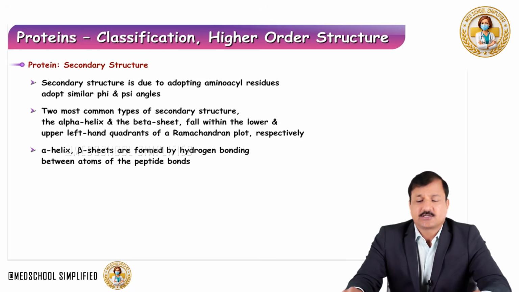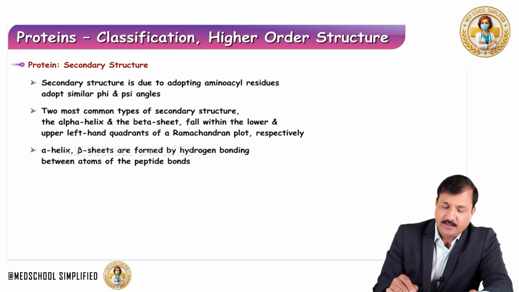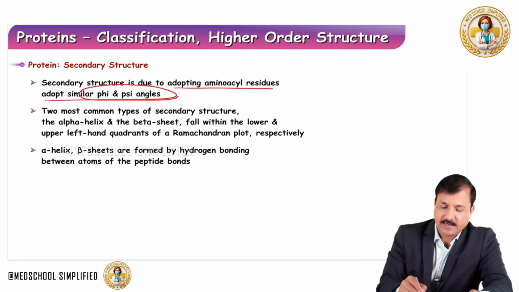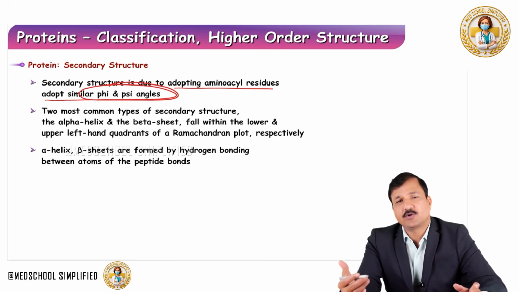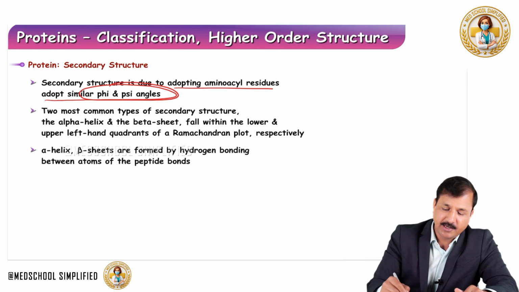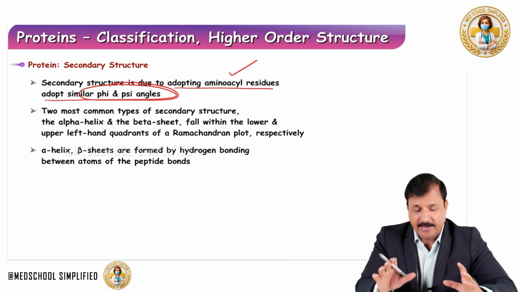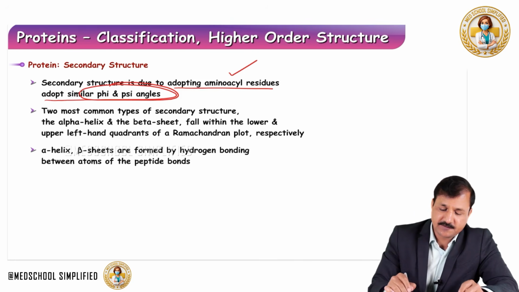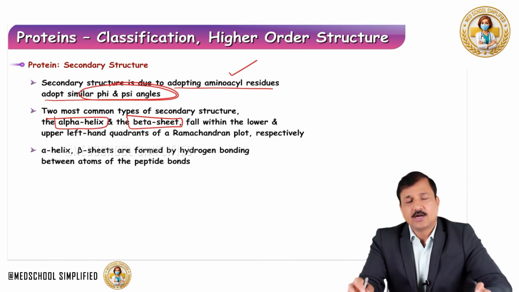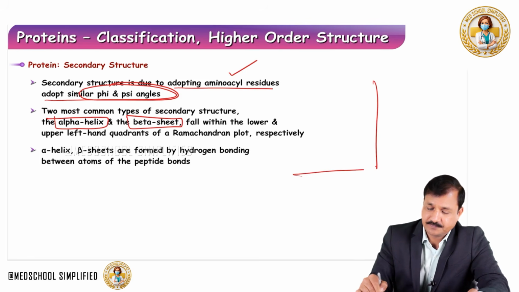Coming to the secondary structure of a protein molecule. Secondary structure is due to amino acyl residues that adopt phi and psi angles, and that will give rise to a specific shape to a protein molecule. Basically, a polypeptide chain adopts amino acyl residues where phi and psi angles are made. Okay, so the two most common types of secondary structures we have are alpha helix and beta sheet. And note that when you draw a Ramachandran plot, it will be something like this.